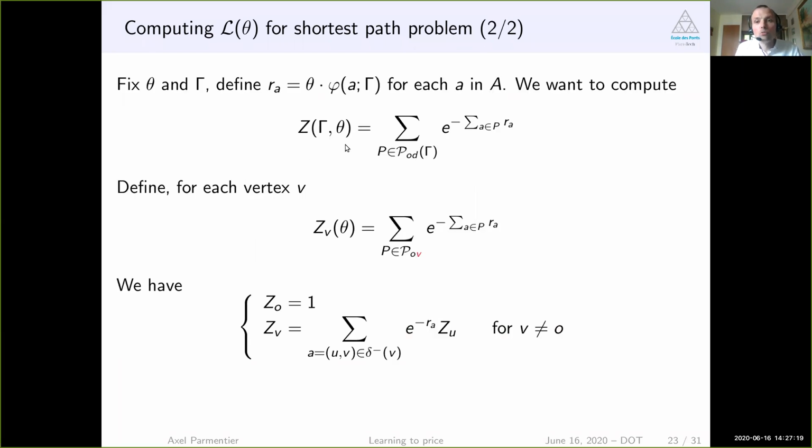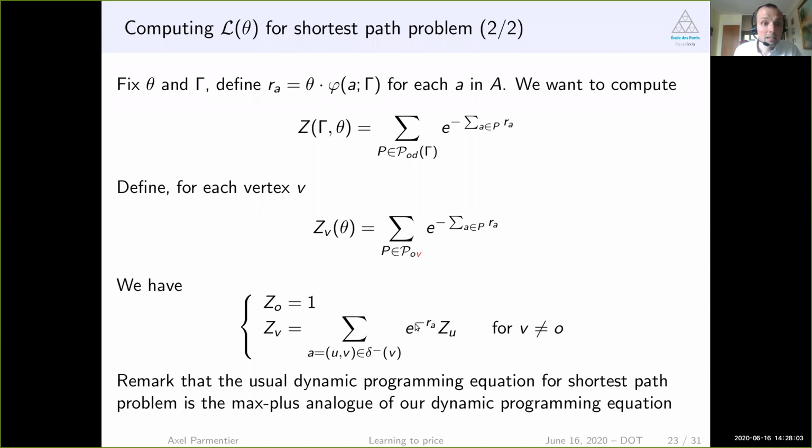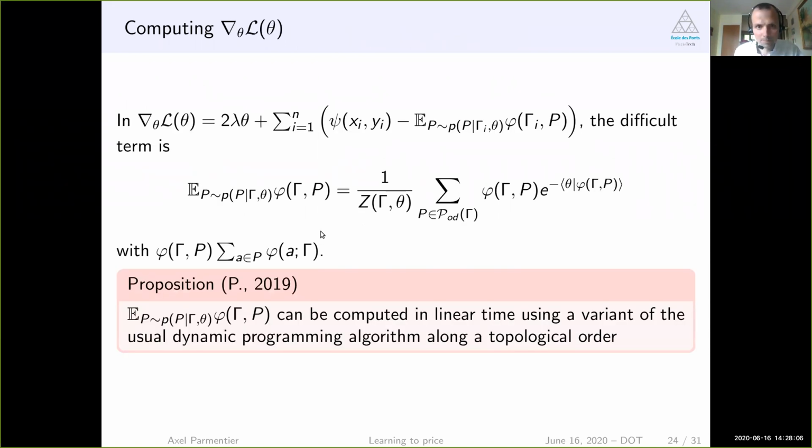To make it short, if you write everything, you will see that the partition function satisfies this equation, and everyone in operations research knows this equation. If you just change the sum by a max and the multiplication by a plus, this is just the dynamic programming equation. And so that's the magic of the thing: instead of using the usual dynamic programming algorithm with the max-plus algebra, we use the classical plus-multiply algebra. And we can do exactly the same thing for the gradients.